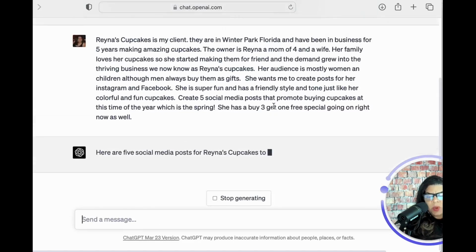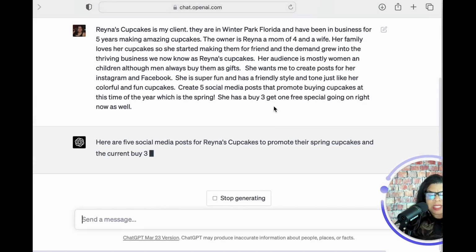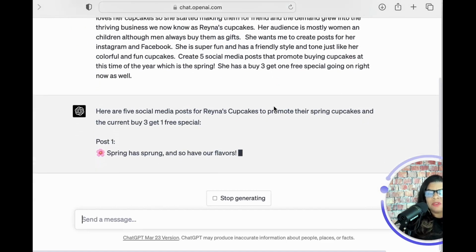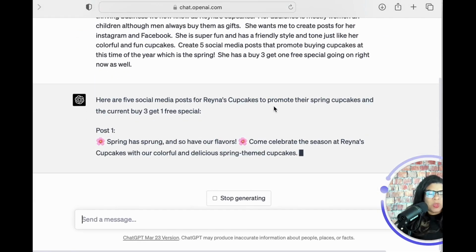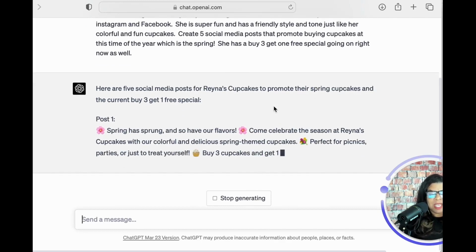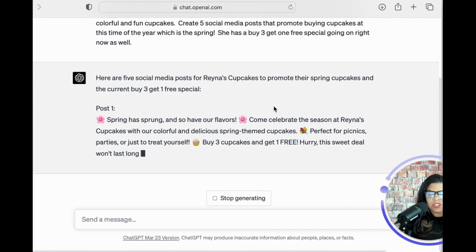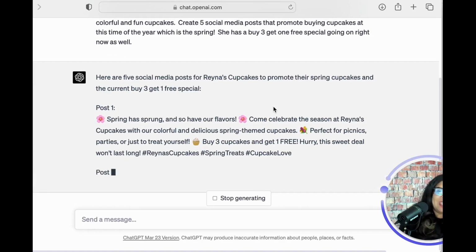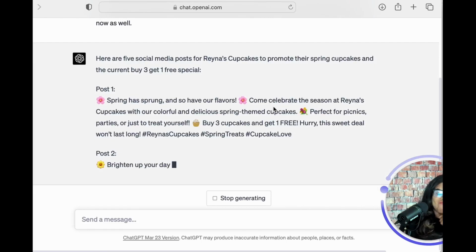I could keep going, but here are 5 social media posts for Raina's Cupcakes to promote their spring cupcakes and the current buy 3 get 1 free special. Spring has sprung and so have our flavors. Oh, that is good. Come celebrate the season at Raina's Cupcakes with our colorful and delicious spring themed cupcakes. Perfect for picnics, parties, or just to treat yourself. Buy 3 cupcakes and get 1 free. Hurry, this sweet deal won't last long.